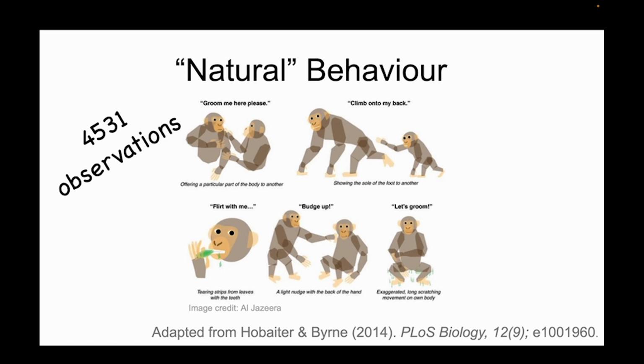For instance, the image on the top left, offering a particular body part to another, was most often followed by another monkey grooming them, so they inferred that it must have meant something along the lines of, "Groom me here, please." This was one of the first attempts to study language use by apes in the wild and involved a lot of video recording and analysis, so this work is time-consuming.